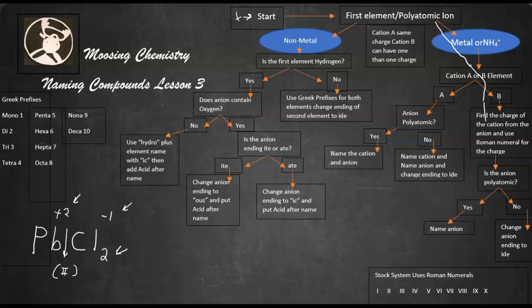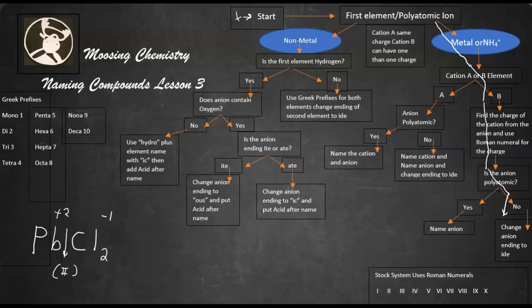And now we move down here. Is the anion polyatomic? Well, chlorine's not polyatomic. No. So it says change the anion ending to IDE. Okay, that's pretty simple. So what we're going to do is first erase these little arrows here.